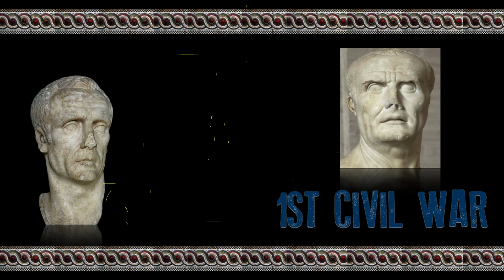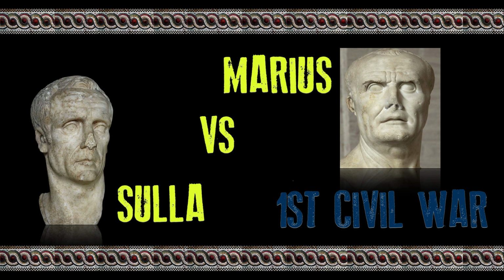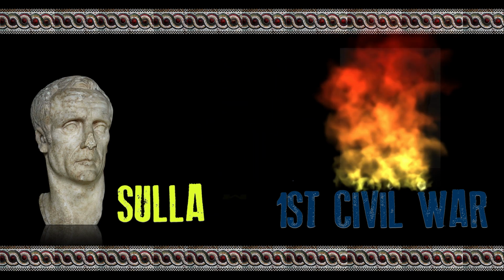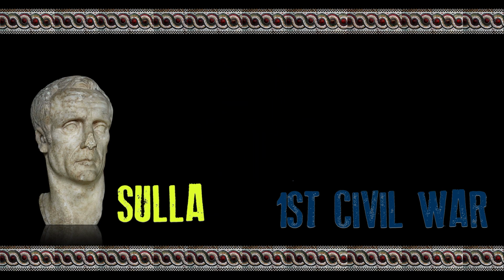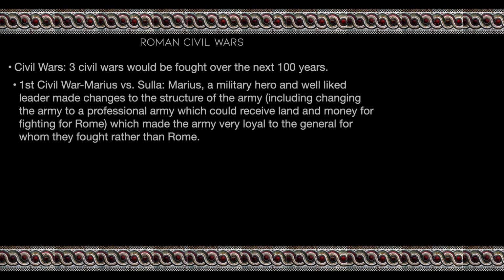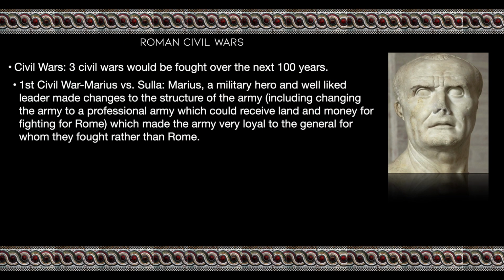Now, we're going to end up with a series of 3 civil wars that's going to take place over the course of about 100 years. The first one is going to be Marius versus Sulla. And by the way, Sulla wins, Marius loses. Let's look at a little bit more detail on this one here. The first civil war, again, fought by Marius and Sulla. Marius is a military hero. He's well liked by the people. He really wants to make some changes.